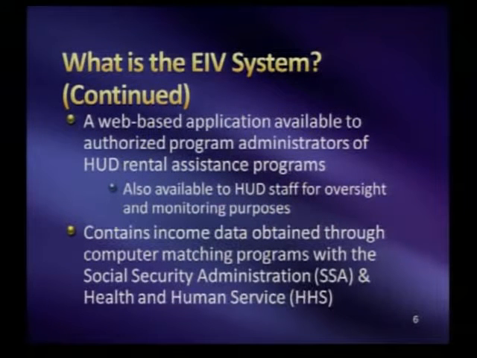Now, as you all know, the EIV system is a web-based application which allows for you to access the system through HUD's secure systems. And it is also available to HUD staff as well as HUD OIG, Inspector General's Office. And we use this tool at the HUD level to do oversight and monitoring of program compliance, as well as getting statistical information regarding the program so that we can make informed decisions here in Washington.